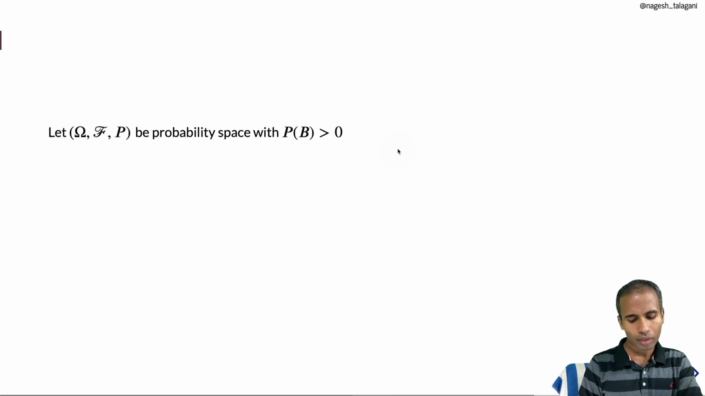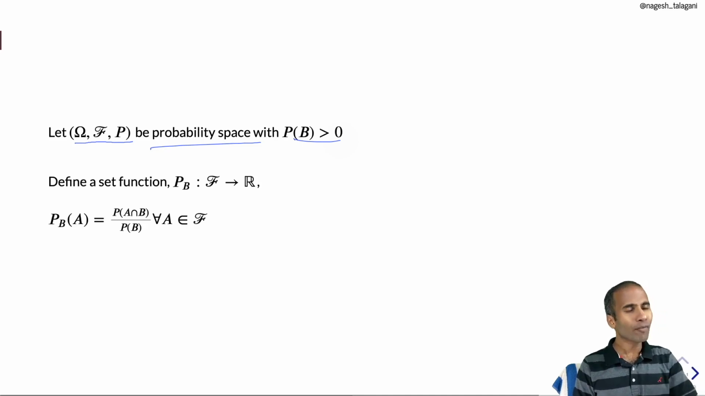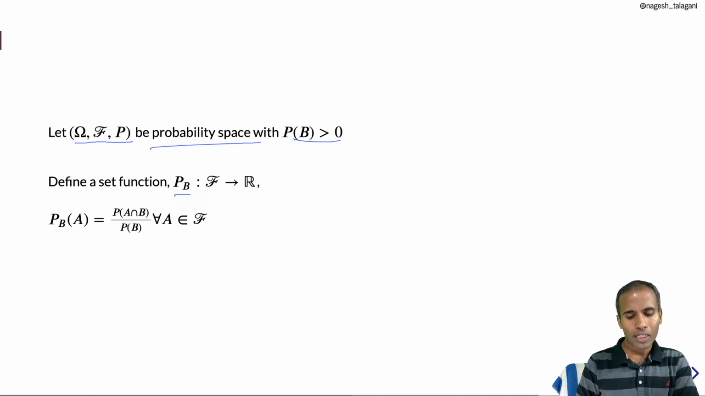Let (Ω, 𝒜, P) be a probability space and B be an event with positive probability. Now we are going to define an updated probability function with respect to the information that B already happened. We define a set function P_B from the event space to the real numbers, defined like this: P_B(A) = P(A ∩ B) / P(B) for all A in the event space. Here, P is our original probability function.